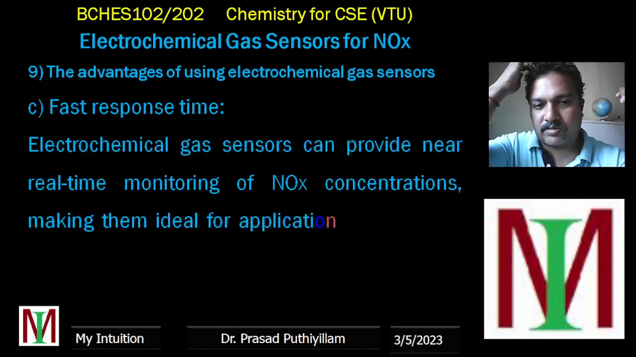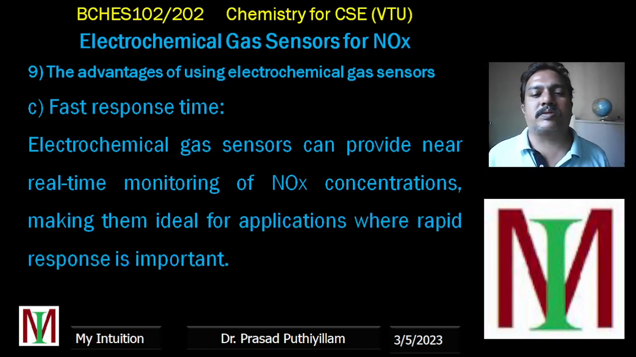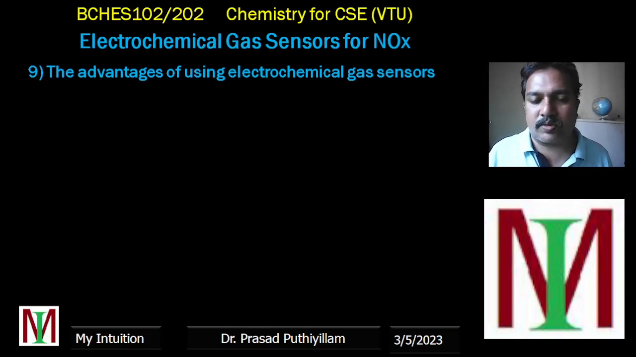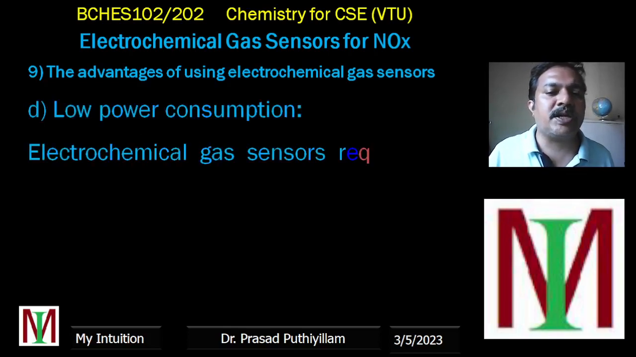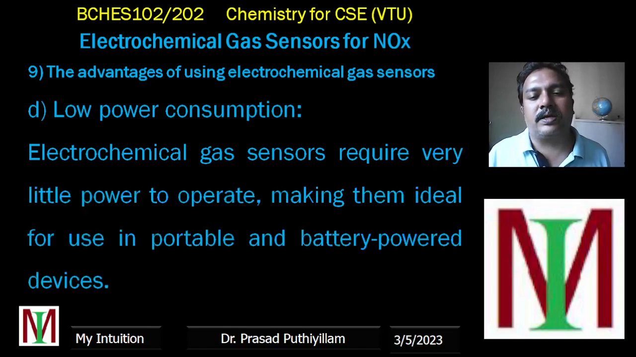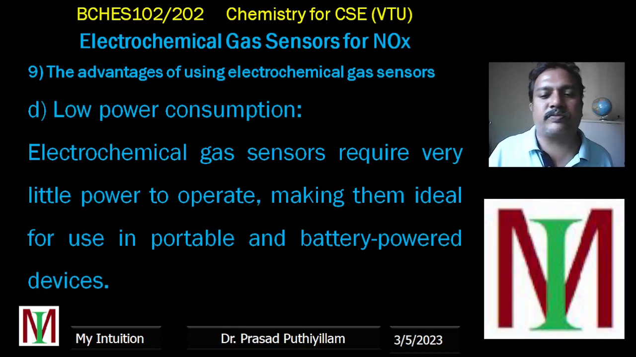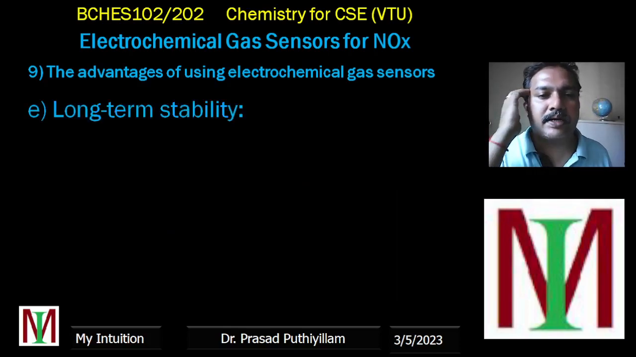Response is good. Electrochemical gas sensors can provide near real-time monitoring of NOx concentration, making them ideal for applications where rapid response is important. Low power consumption. It takes very low power. Therefore, it can be very useful in portable devices. It can be used with battery power, with no need for normal AC current.